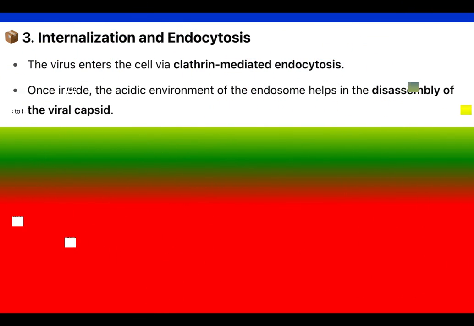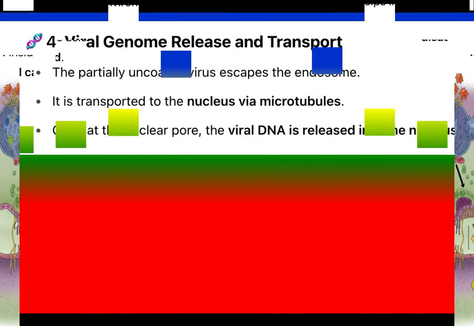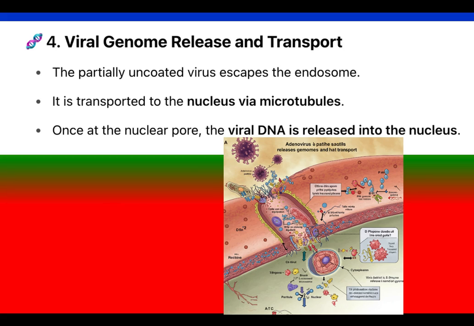3. Internalization and endocytosis. The virus enters the cell via clathrin-mediated endocytosis. Once inside, the acidic environment of the endosome helps in the disassembly of the viral capsid. 4. Viral genome release and transport. The partially uncoated virus escapes the endosome. It is transported to the nucleus via microtubules. Once at the nuclear pore, the viral DNA is released into the nucleus.